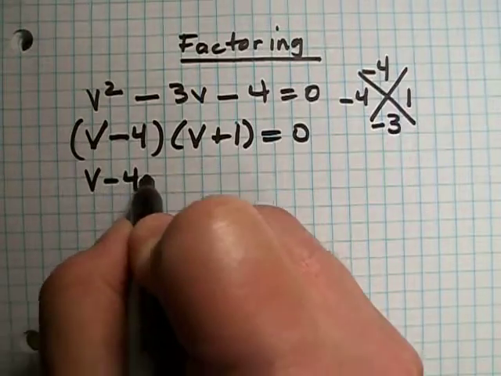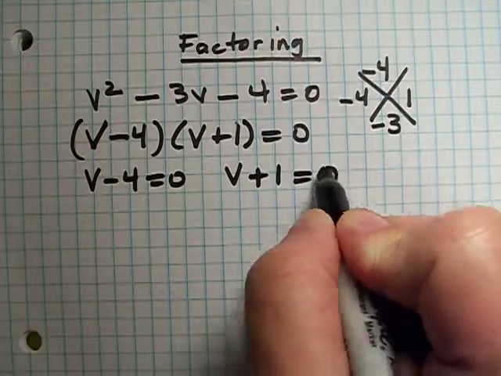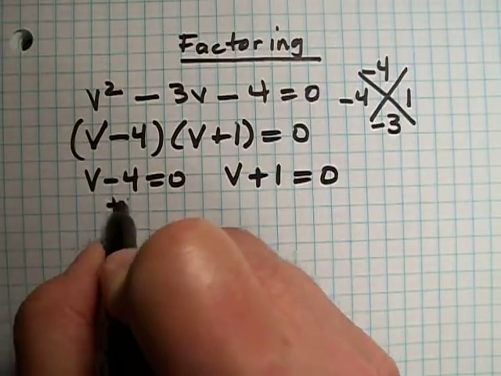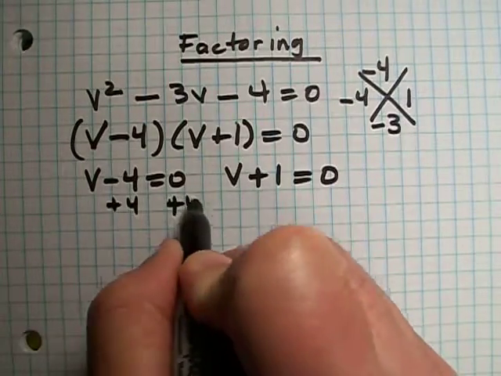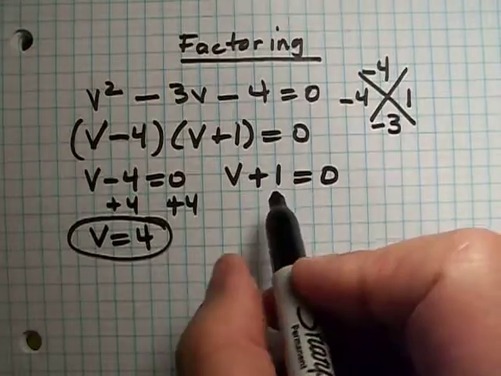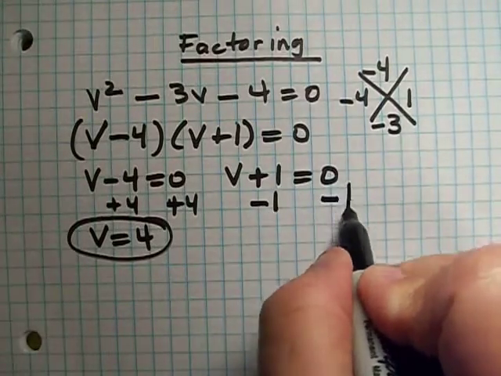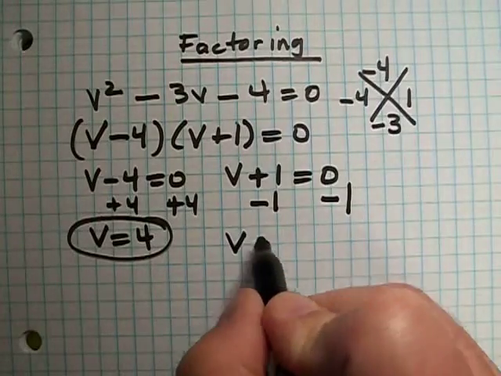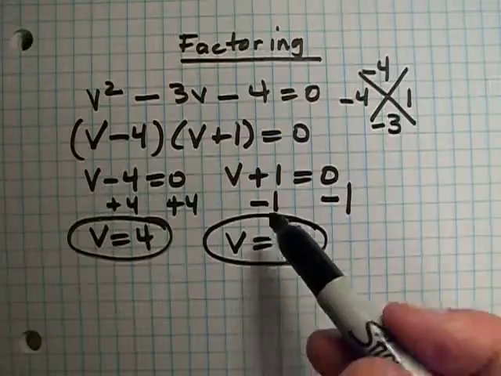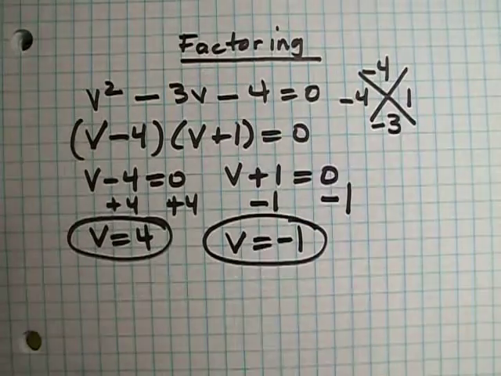v minus 4 equals 0. v plus 1 equals 0. Now I isolate the variable, plus 4, v equals 4, that's one solution. v plus 1, minus 1, minus 1, v equals negative 1. That's my second solution. So I factored, set it to 0, and I got my two solutions.